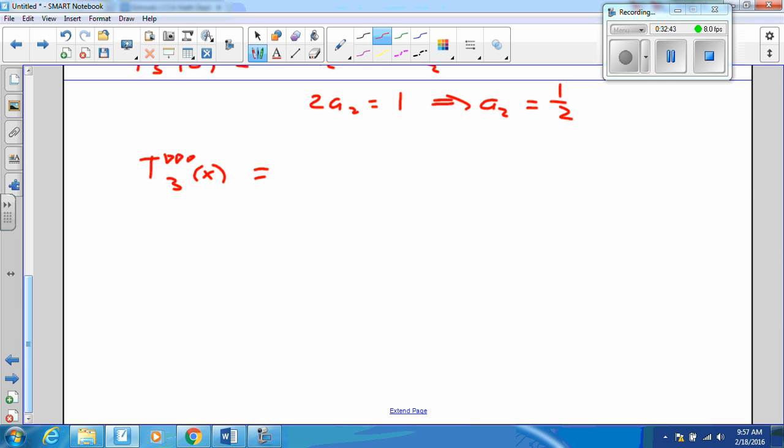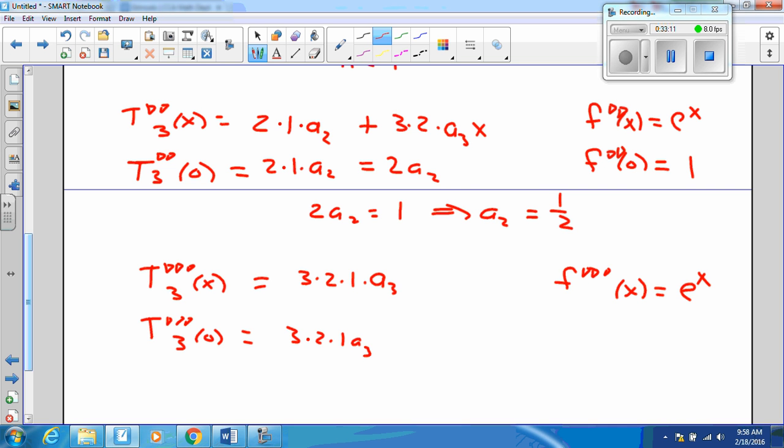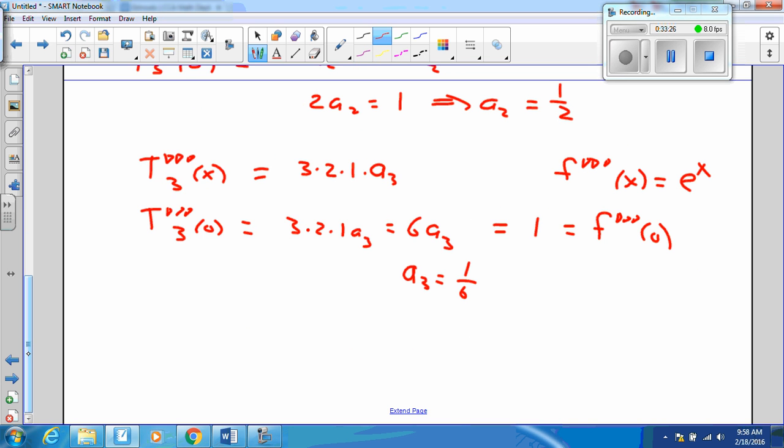And last but not least, we're going to compute our third derivative. And when we compute our third derivative, we get 3 times 2 times 1 times a3. And again, I know the 1 would be invisible, but I'm looking for a pattern here. And when I compute the third derivative of f, which I will spell correctly this time, I get e to the x. And when I evaluate the third derivative at 0, I get 3 times 2 times 1 times a3, which is 6a3, which has to equal the third derivative of f at 0, so that a3 is equal to 1/6.